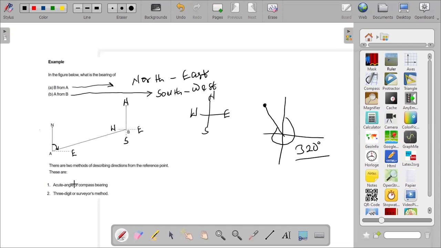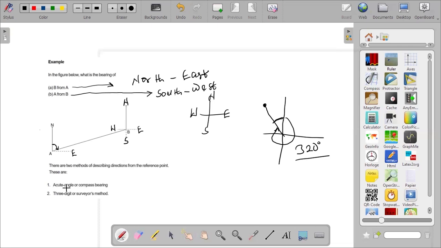And in terms of acute angle or compass bearing, to this remaining angle we are going to measure the acute angle, which is 60 degree, no, 40 degree. From here to here is already 320. So it's this smaller angle here, which is 40 degree.